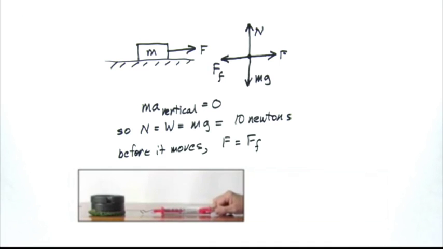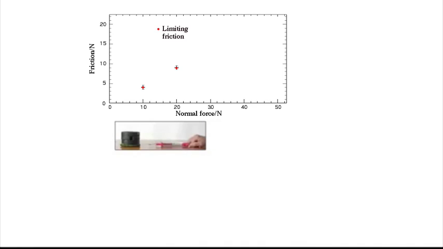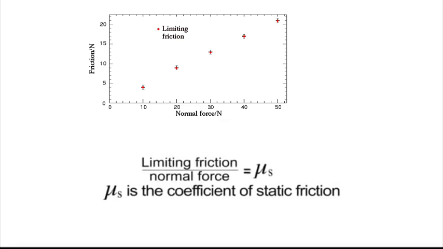Now I try 2 kilograms, same surfaces in contact. This time the normal force is 20 newtons, and again we read the force from the video frame. We continue this to plot the limiting friction versus the normal force. Empirically, we see that the limiting friction in the static case is approximately proportional to the normal force. The constant of proportionality is called the coefficient of static friction, mu sub s.